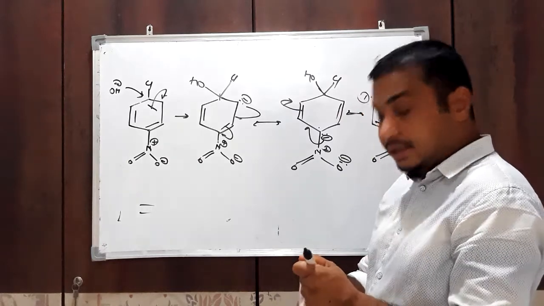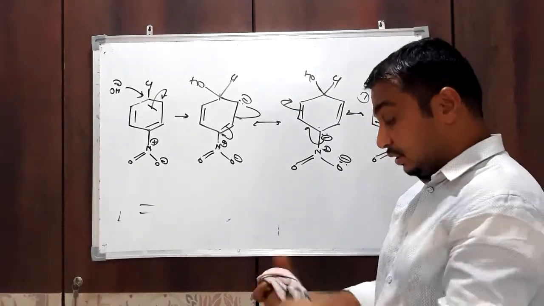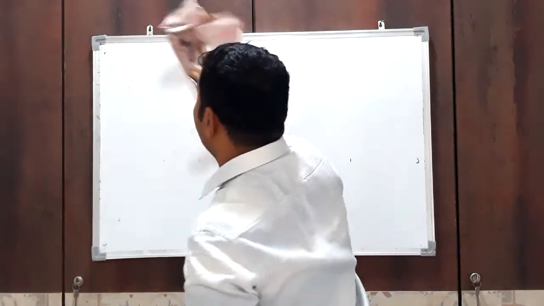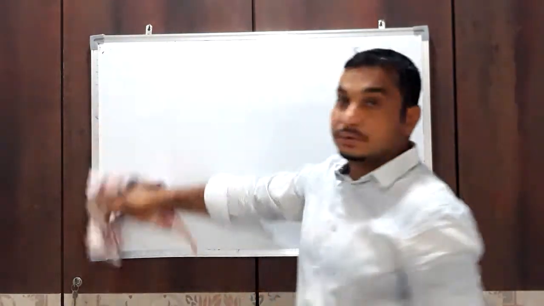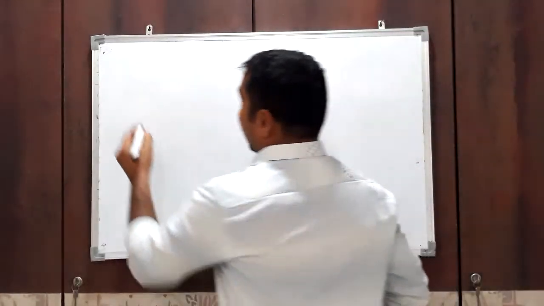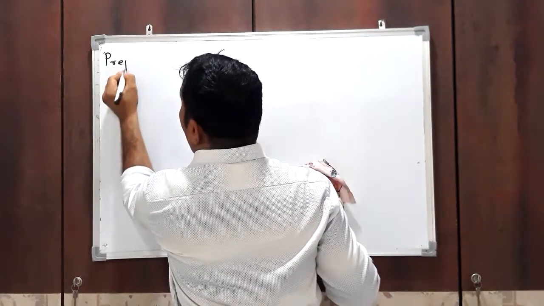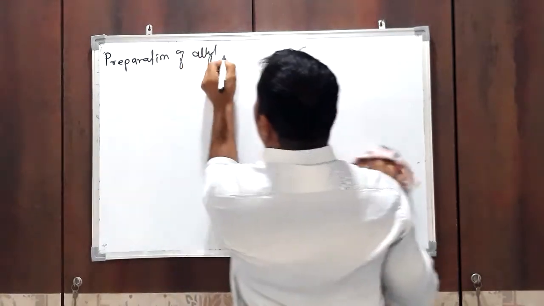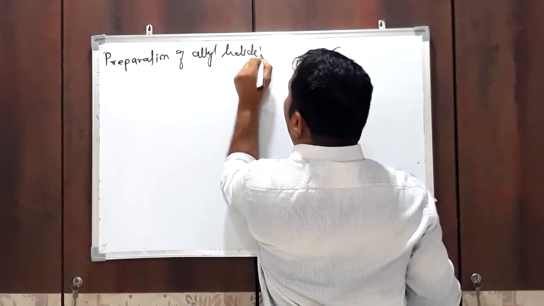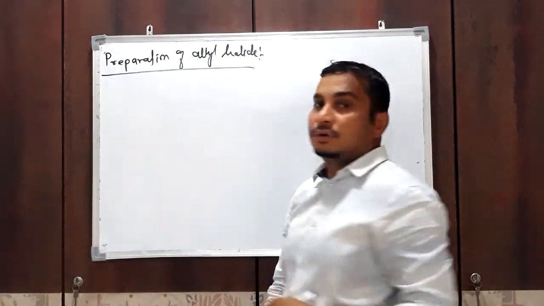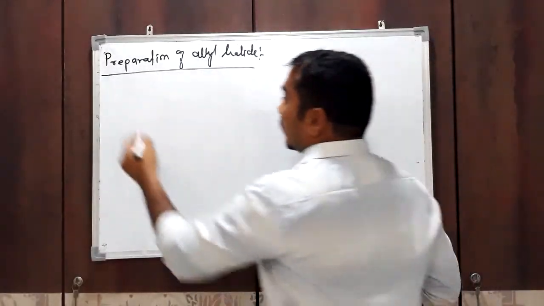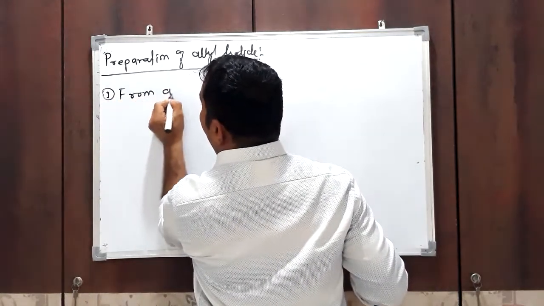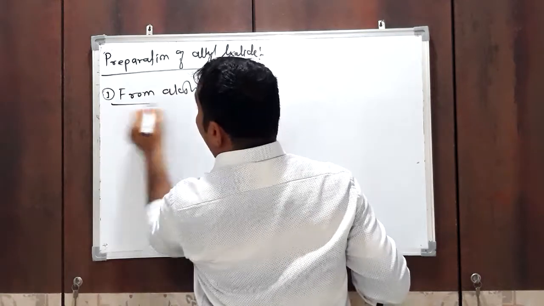We have started alkyl halide in previous classes. We have finished basic ideas about alkyl halide and nomenclature of alkyl halide. Now from today we are going to start preparation of alkyl halide. There are various methods to prepare alkyl halide. Now first method, from alcohol, by using alcohol.